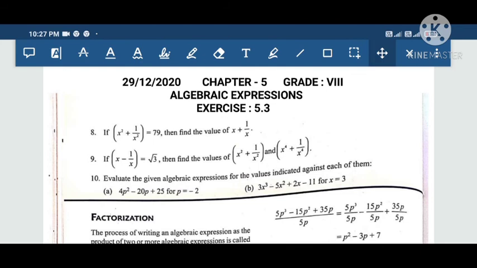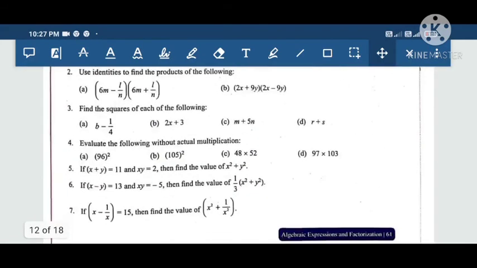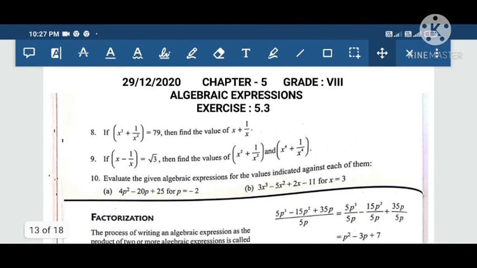Last class we discussed that they had given x minus 1 by x, and we had to find x square plus 1 by x square by using the formula a plus b the whole square, a minus b the whole square. By using that formula we found the value of x square plus 1 by x square. Here, in reverse order, they have given the value of x square plus 1 by x square, but we need to find the value of x plus 1 by x. Now we move on to the solution.